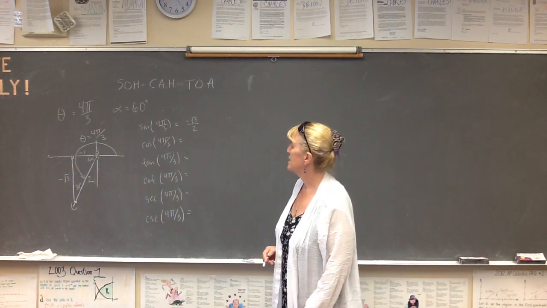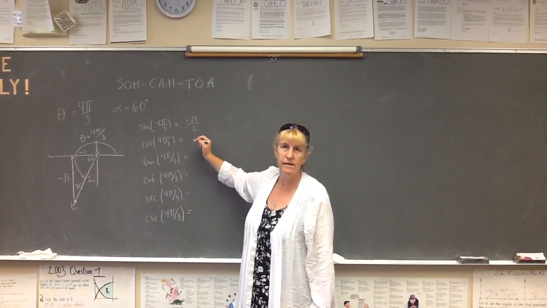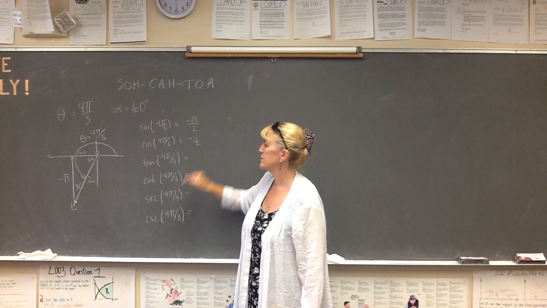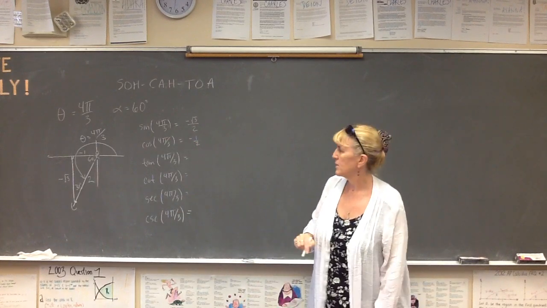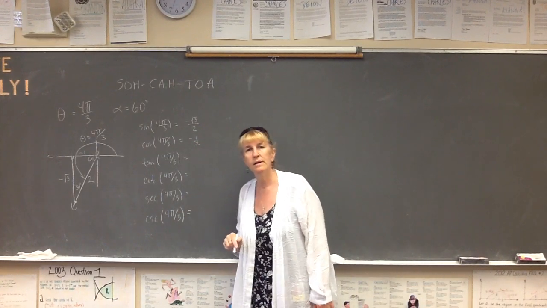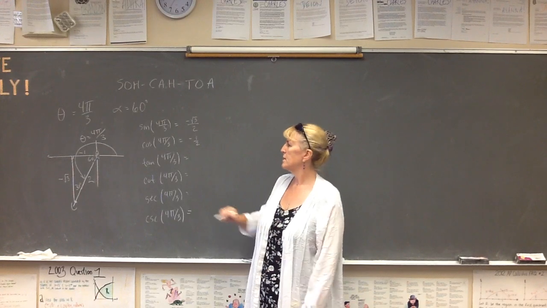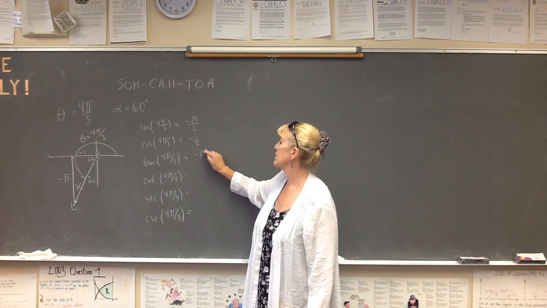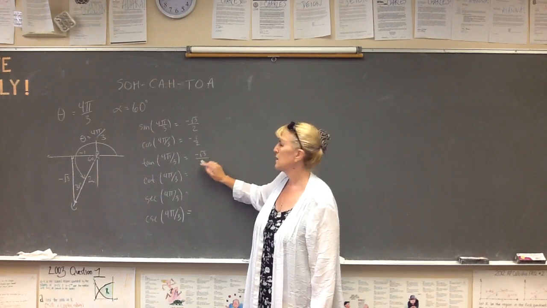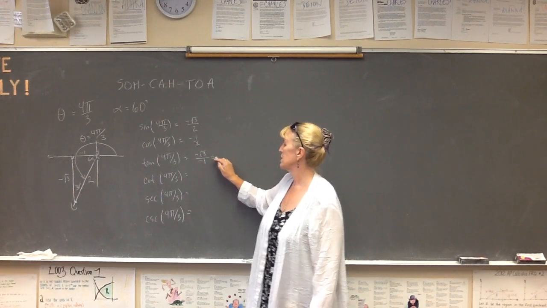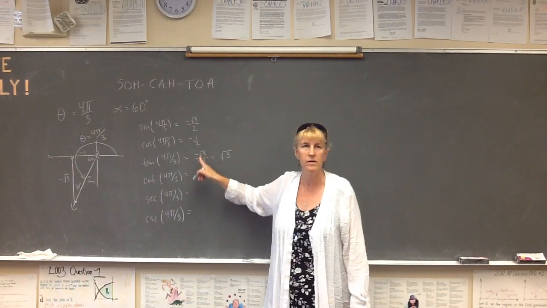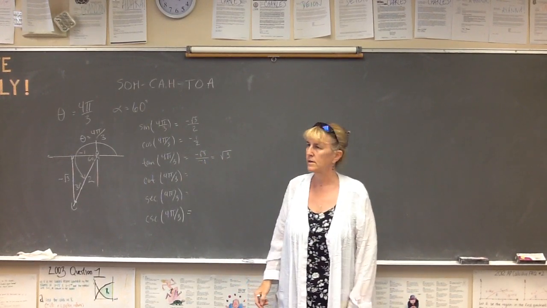Okay. Cosine, 4 pi over 3. Negative 1/2. Negative 1/2. Okay. What do you have? Tangent, 4 pi over 3. Okay, so it is a square root of 3. I'm going to write negative square root of 3 over negative 1. This is me showing my work, okay? And also, it's for anybody who says, how'd you get square root of 3? They can look and they can figure out how we got square root of 3.